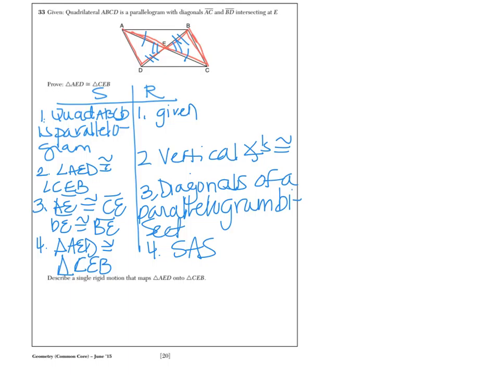So describe a single rigid motion that maps triangle AED onto triangle CEB. That would be a rotation. And the reason as to why is because corresponding sides, AE and CE, have to line up. And if you did a reflection, it would line up with BE, and they're not corresponding sides. So that's why it's a rotation. And that would be a rotation of 180 degrees about point E.